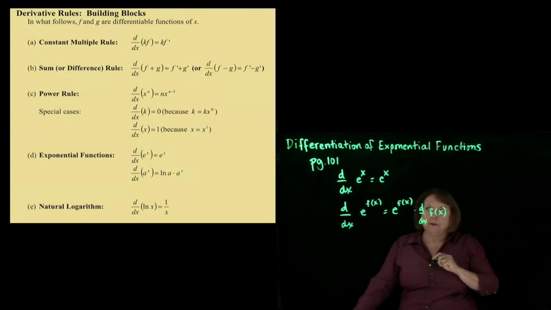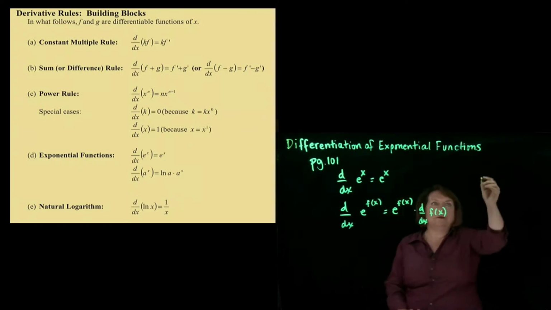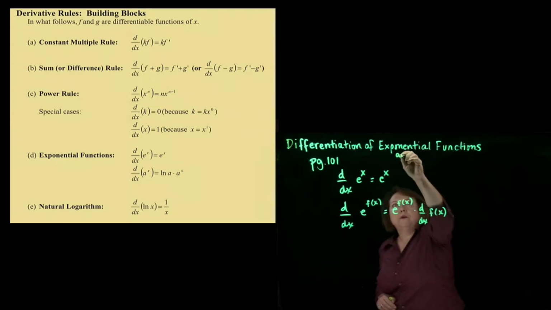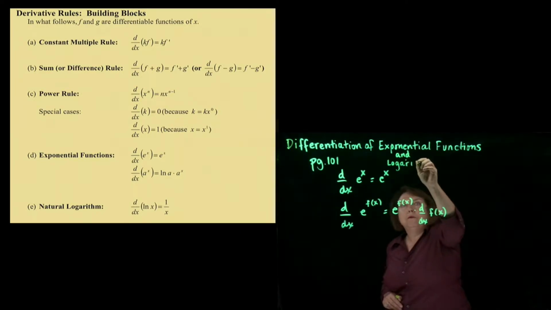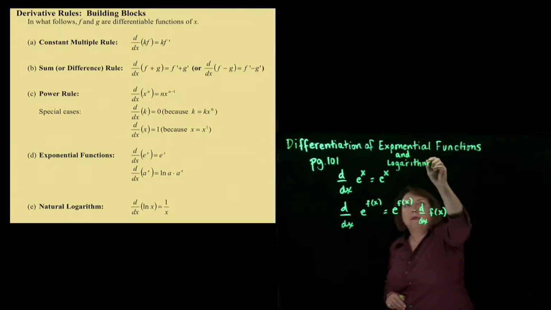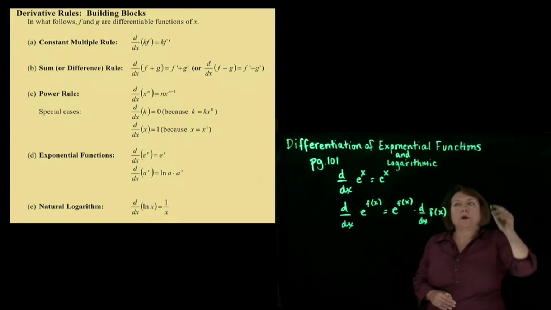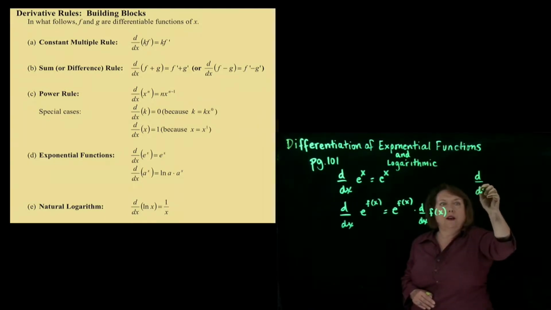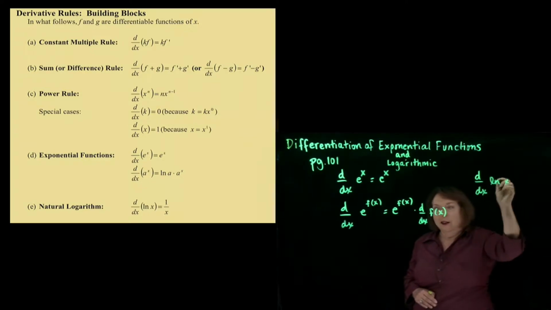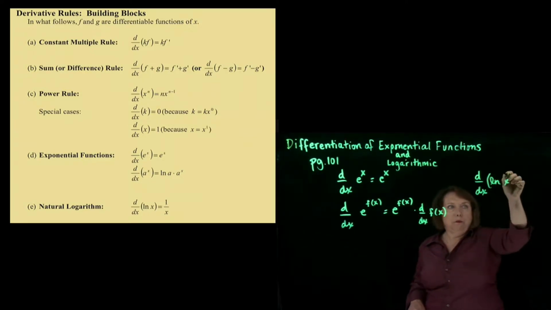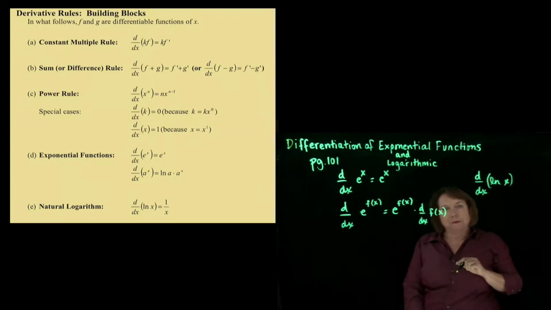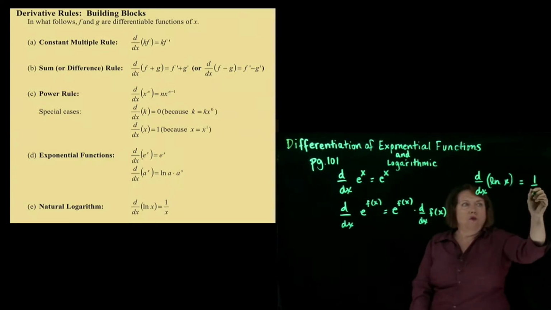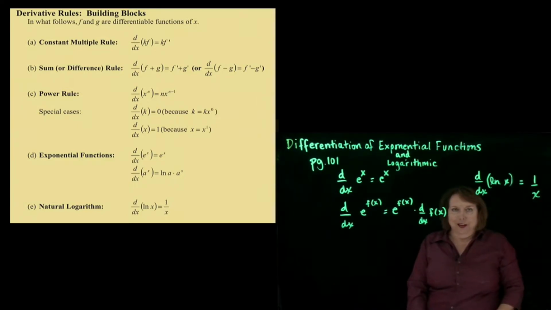Okay? And then also for natural logarithms, let's call this exponential and logarithmic functions before we do some examples. If we are taking the derivative of a natural log, ln of x, we want to put that in parentheses as you see in your textbook because you're taking the derivative of the whole quantity. It's going to be 1 over x. Let's get ready to do some example problems.